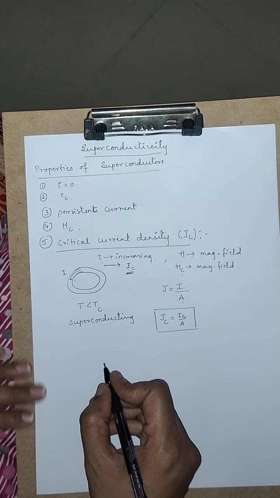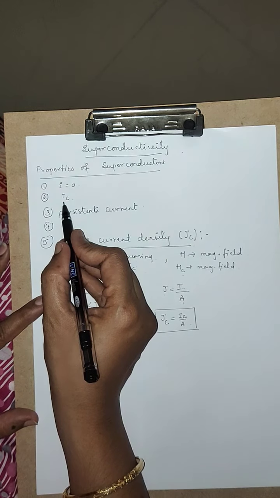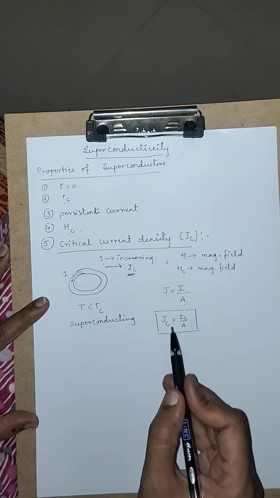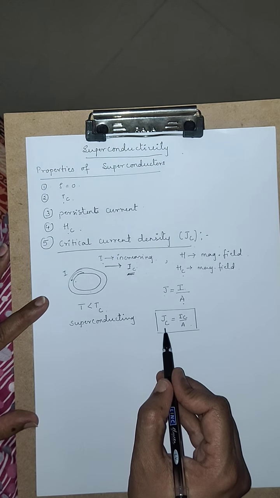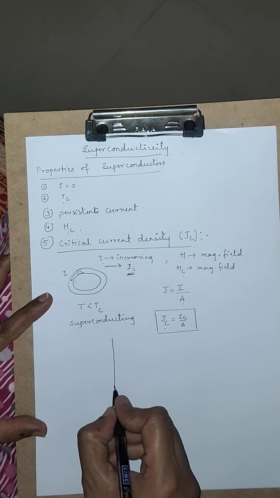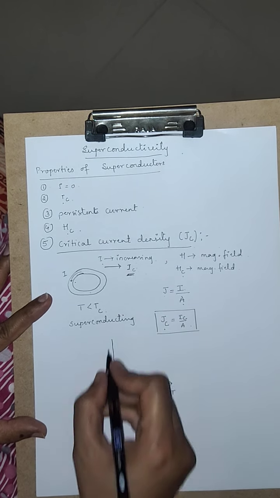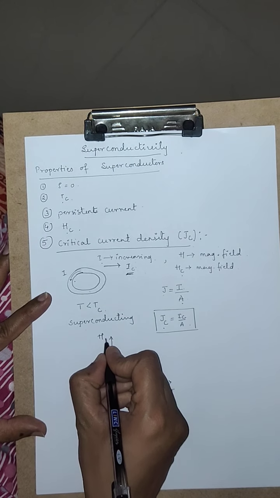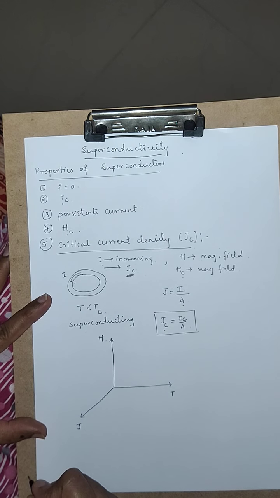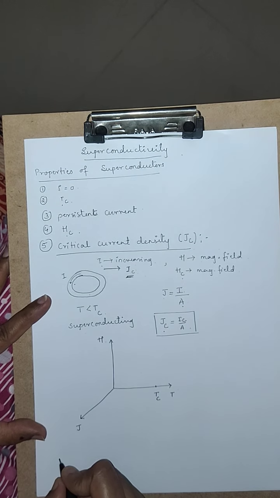So we need to take care that for the material to be superconducting, it should not exceed its critical temperature, it should not exceed its critical magnetic field, and it should also not exceed its critical electrical current density. So I can draw the graph of all these three together, something like this. Let's take temperature on the x-axis, the magnetic field on the y-axis, and the current density on the z-axis.